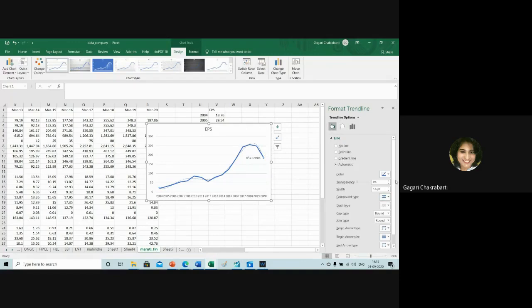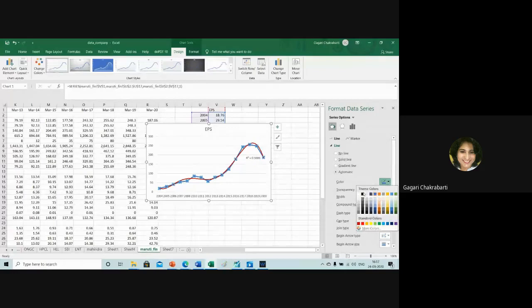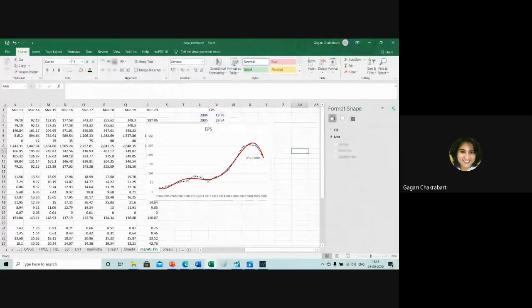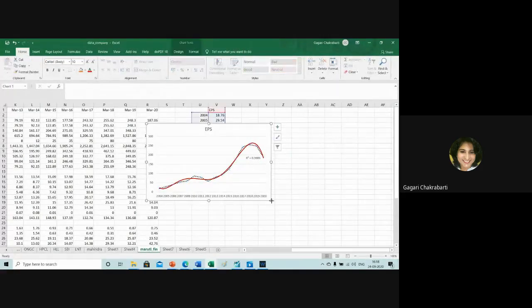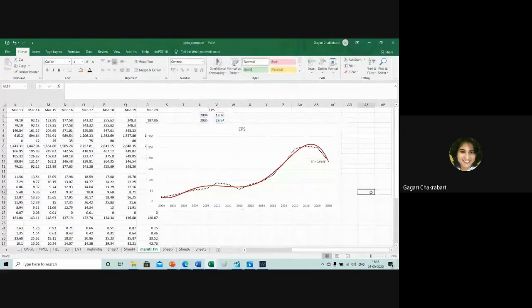Okay, and I'm just changing the color of the line to make it more visible. I'm making it black. Okay, so that's my EPS. And that's the linear trend. That's my EPS and that's the linear trend. Okay. So you can always compare this linear trend with the others.